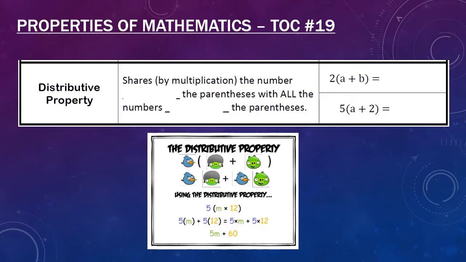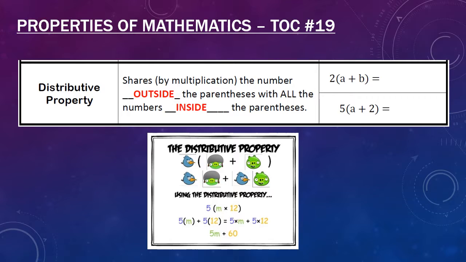So write a big star next to this to say not on your SOL, not on your test, because you don't have to know this, but just to keep it fresh in your head. The distributive property is that property that says we're going to share by multiplication the number on the outside of the parentheses with all the numbers inside the parentheses.